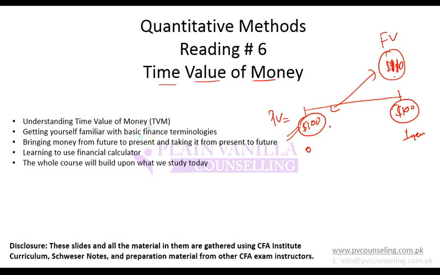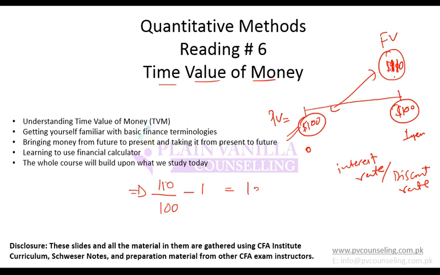Now the next question is: what is this rate at which money loses value? This rate at which money is losing value is known as the interest rate or the discount rate. So the discount rate or interest rate is the rate at which money will be losing value. In this case, what will be the discount rate? The discount rate will be future value divided by present value minus 1, which is 10%.